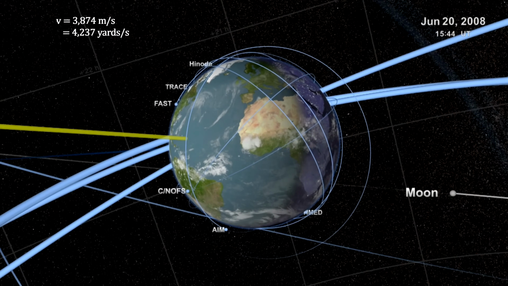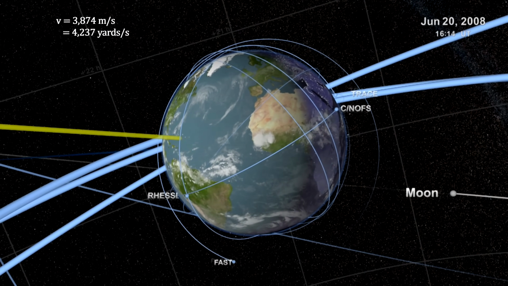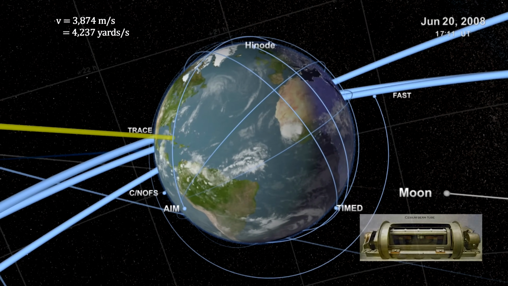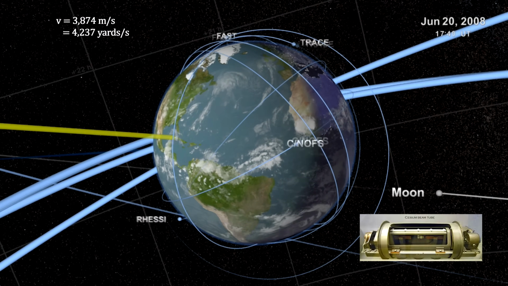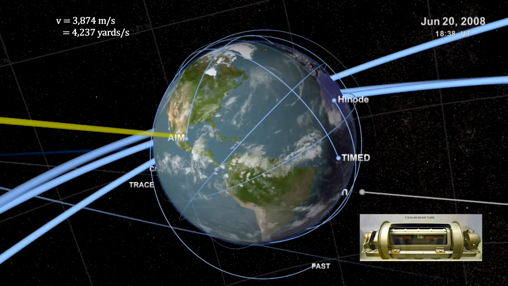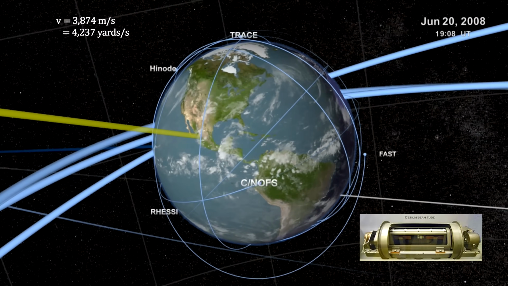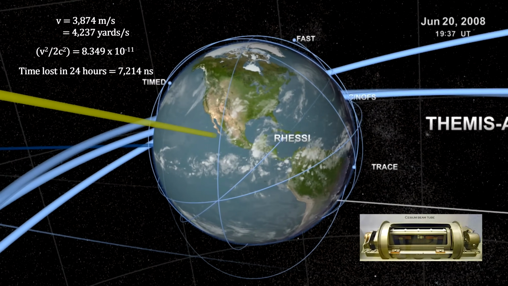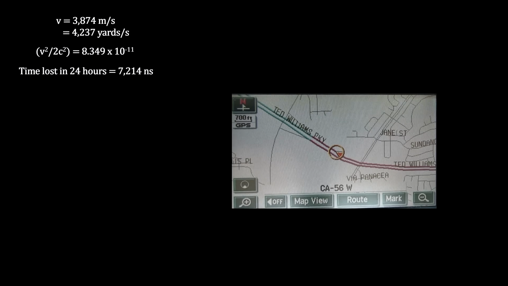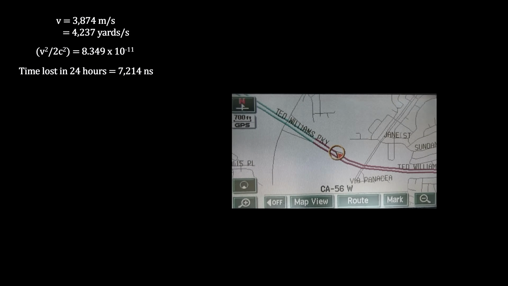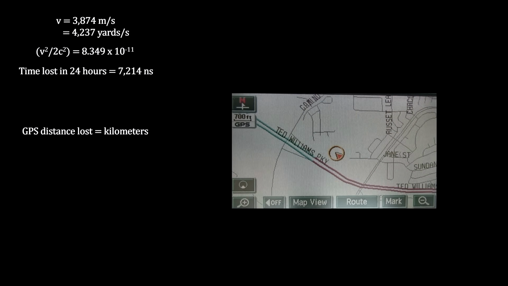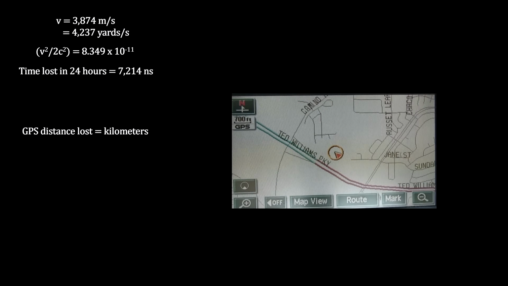For example, orbiting GPS satellites travel at 3,874 meters per second with respect to the Earth. They use cesium atomic clocks to keep time. They measure time to within 1 second in 1,400,000 years. But these onboard clocks lose 7,214 nanoseconds a day due to time dilation. If onboard clocks aren't corrected regularly based on the Lorentz time dilation formula, the position data they produce would be off by kilometers in less than a day.